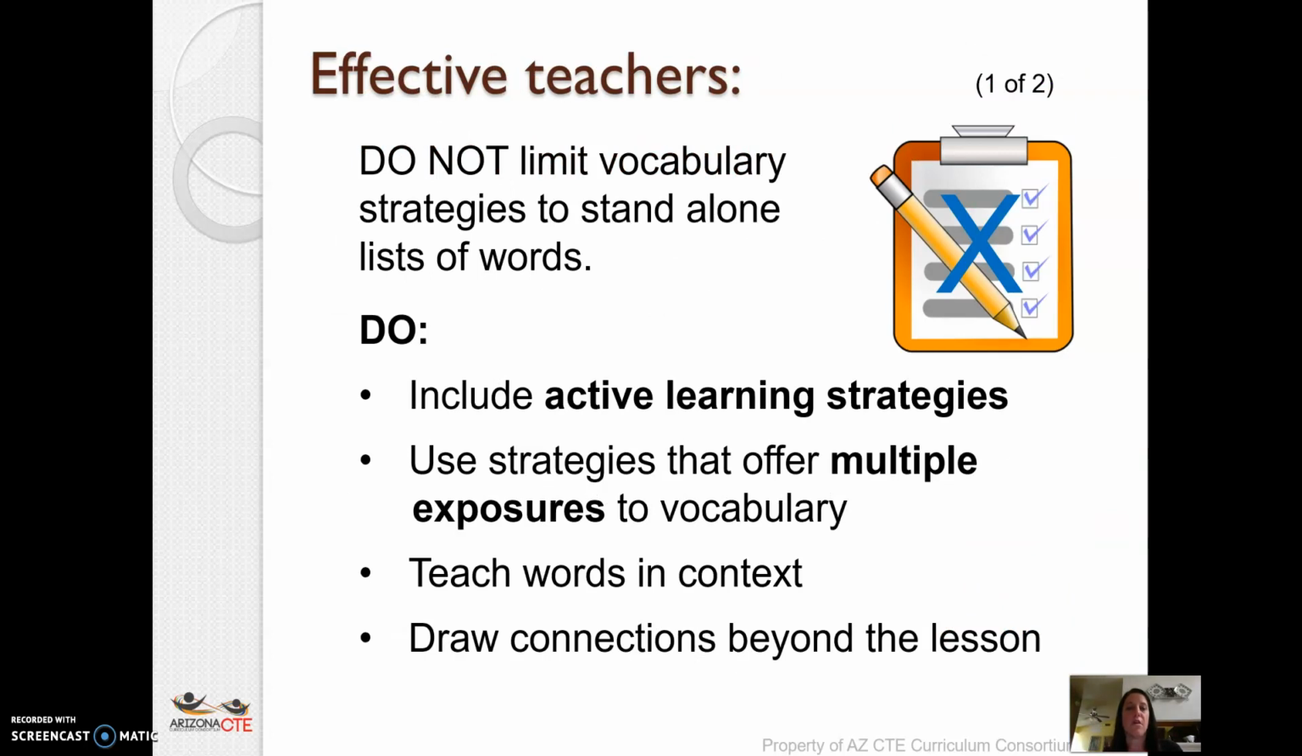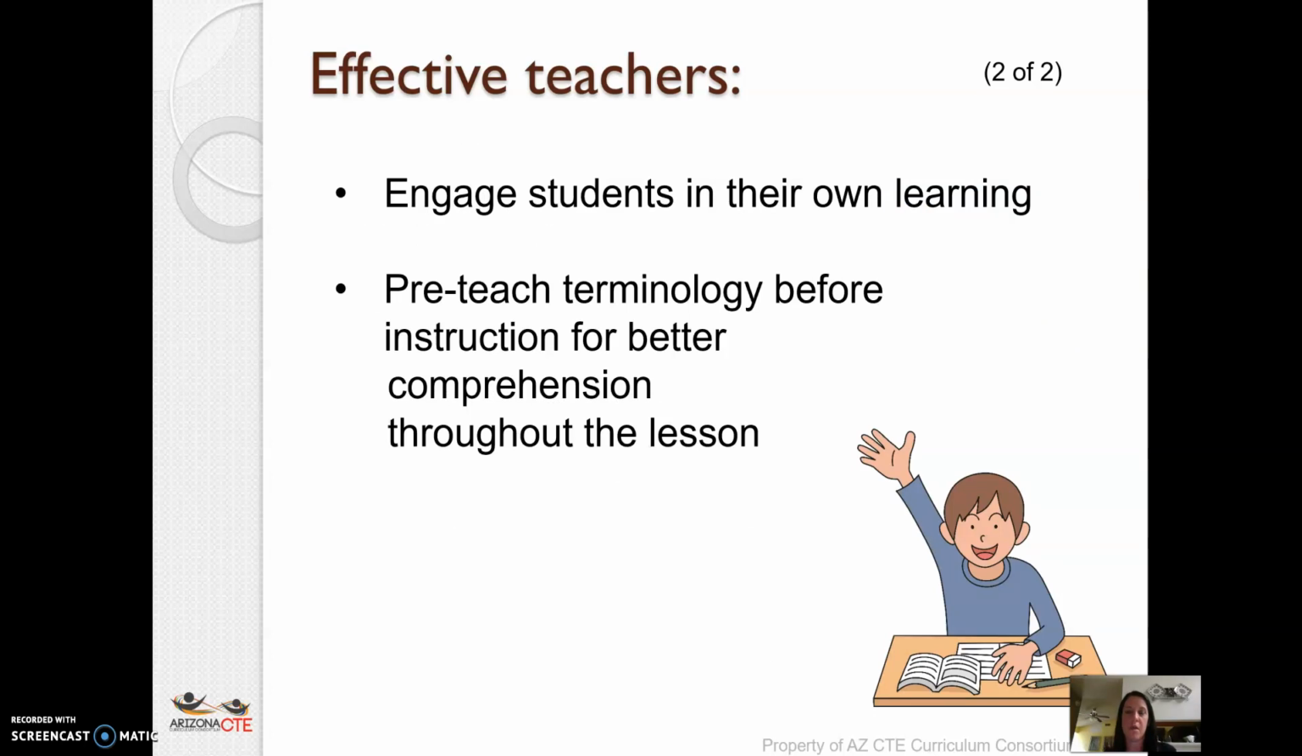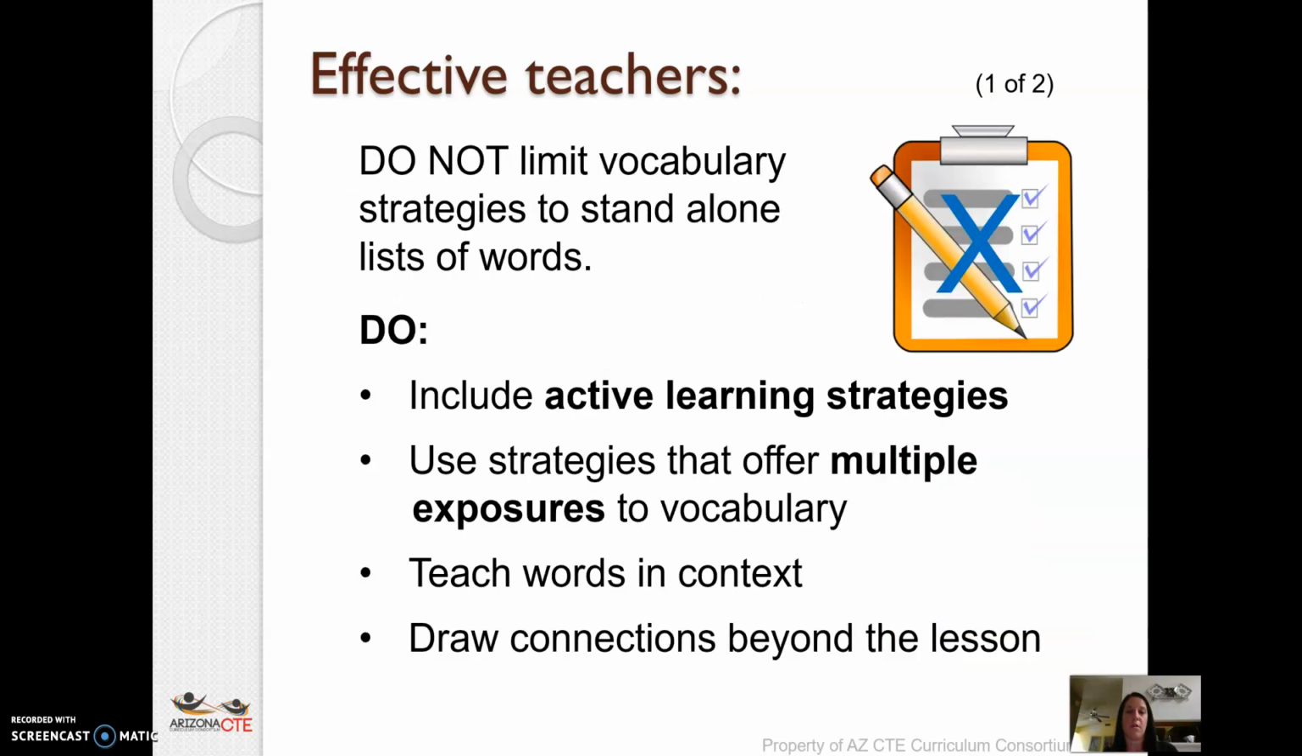So effective teachers do not limit vocabulary strategies to standalone lists of words. Like I said, it includes active learning strategies, strategies that offer multiple exposures to vocabulary, teaching words in context, and drawing connections beyond the lesson. So effective teachers also engage students in their own learning and pre-teach terminology before instruction for better comprehension throughout the lesson.